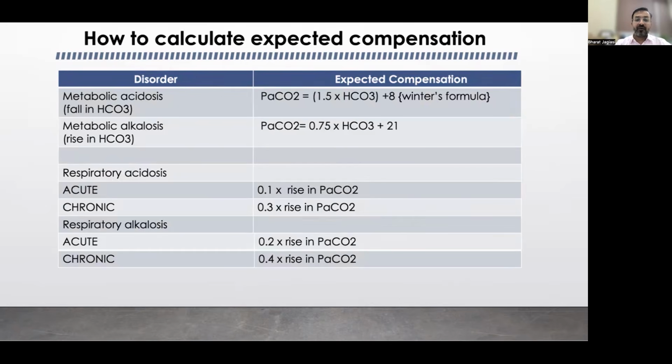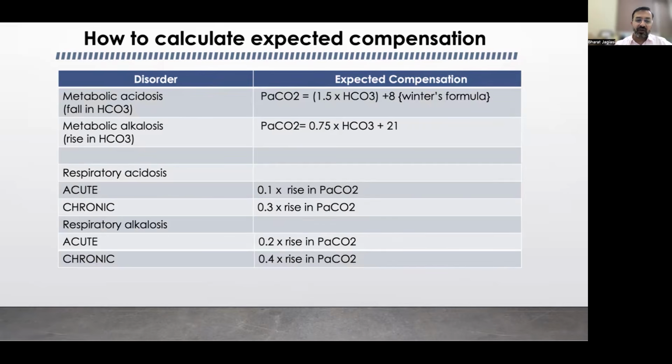So how do we calculate the compensation? In metabolic acidosis, we all have to remember this formula, Winter's formula, to calculate whether the compensation is right or not, and whether there's a mixed disorder. In metabolic acidosis, we always expect pH to go down and bicarbonate to fall. So what would be the compensation? The compensation would be a decrease in the carbon dioxide. So how much? We calculate it by this formula: PCO2 equals 1.5 times bicarbonate plus 8, Winter's formula. So you have to remember these formulas for the disorders.